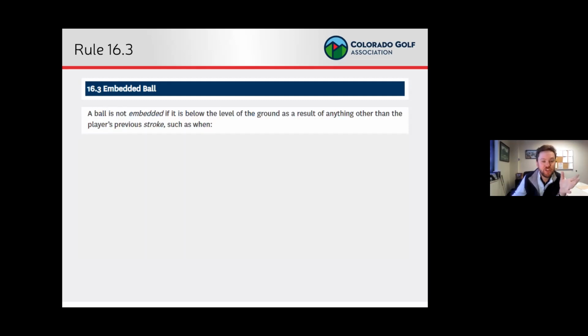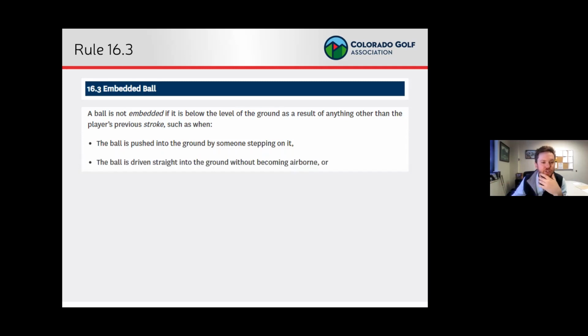Again, it says a ball is not embedded if it is below the level of the ground as a result of anything other than the player's previous stroke, such as when the ball is pushed into the ground by someone stepping on it. Level of the ground, think earth, right? That ball is not embedded. That ball has been moved, and it doesn't say who, but we go back to Rule 9: it was an outside influence, was it an opponent, was it a player? Is there a penalty? How do we fix this? That's covered back there, but it's not embedded.